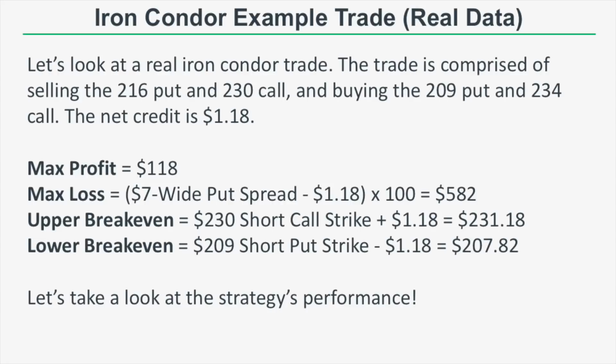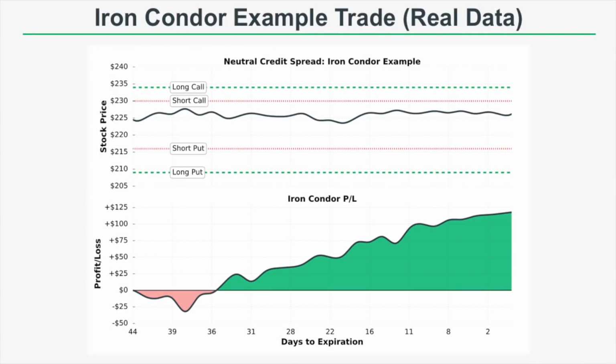Now let's go ahead and look at the strategy's performance over time. As we can see here on the top part of the graph, we're looking at the changes in the stock price relative to our call strike prices and put strike prices. And on the bottom part of the graph, we're looking at the profit and loss of our Iron Condor. As we can see, the stock price remains right in between our call strike price and put strike price as time passes. And the Iron Condor has steady profits as time passes.